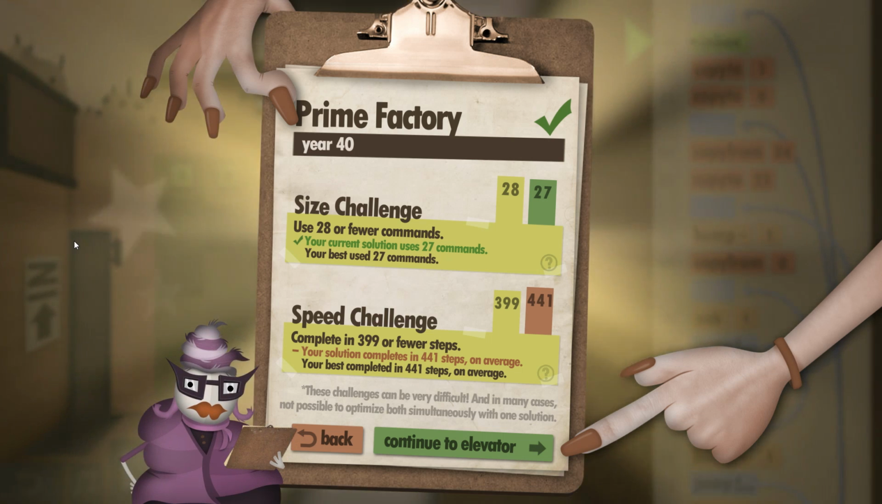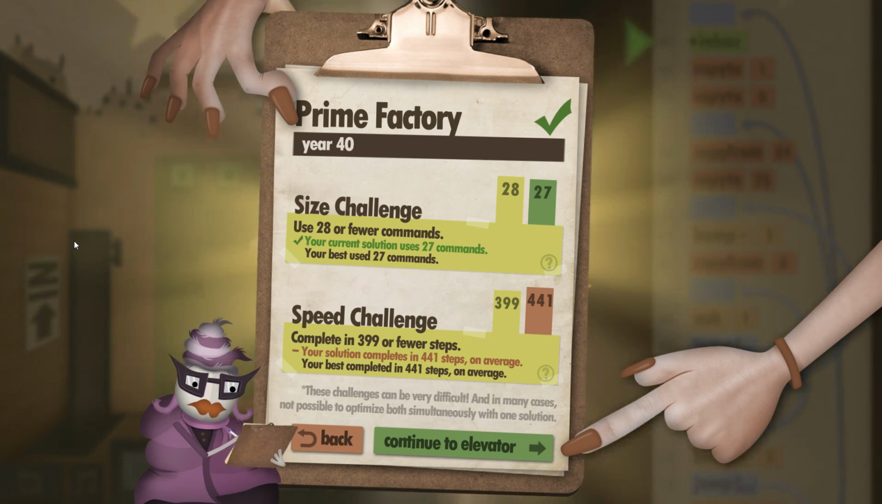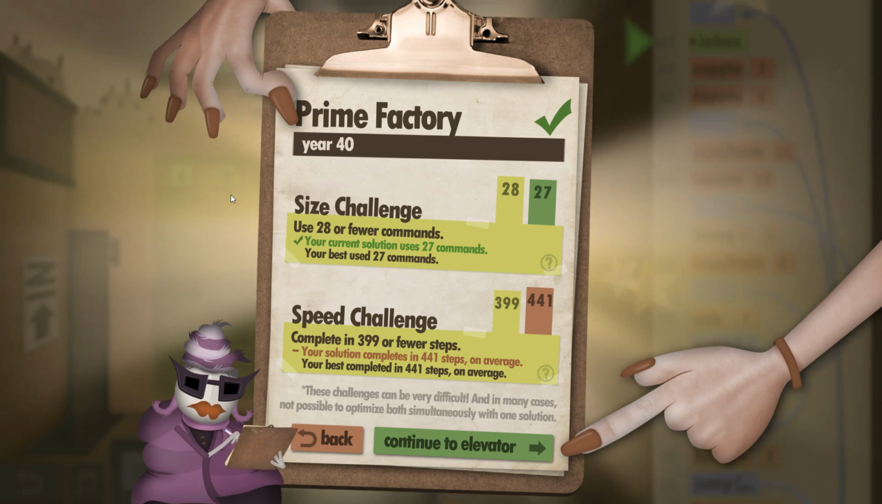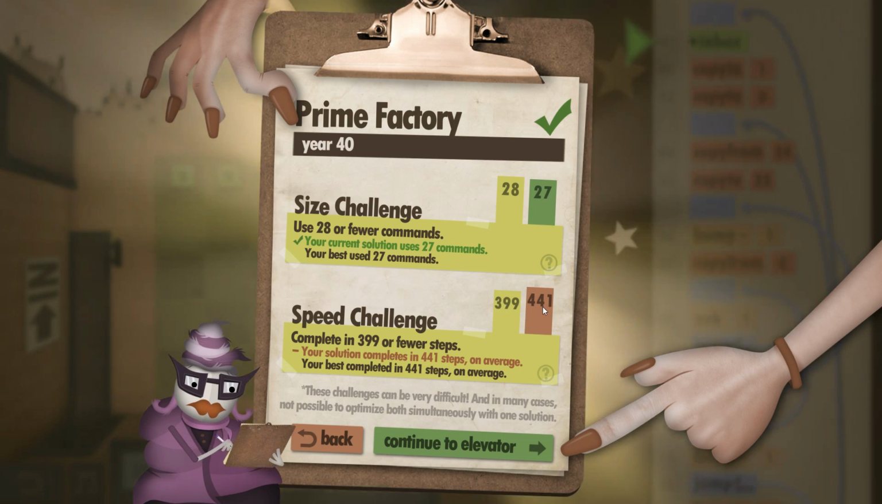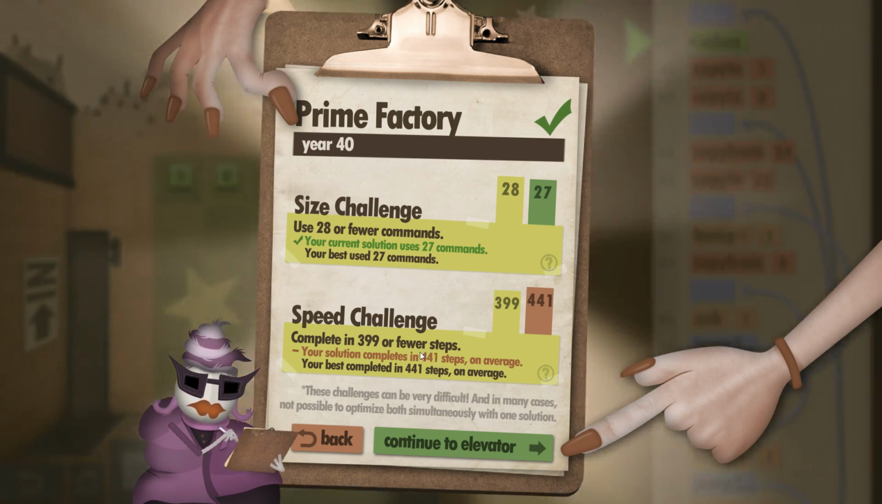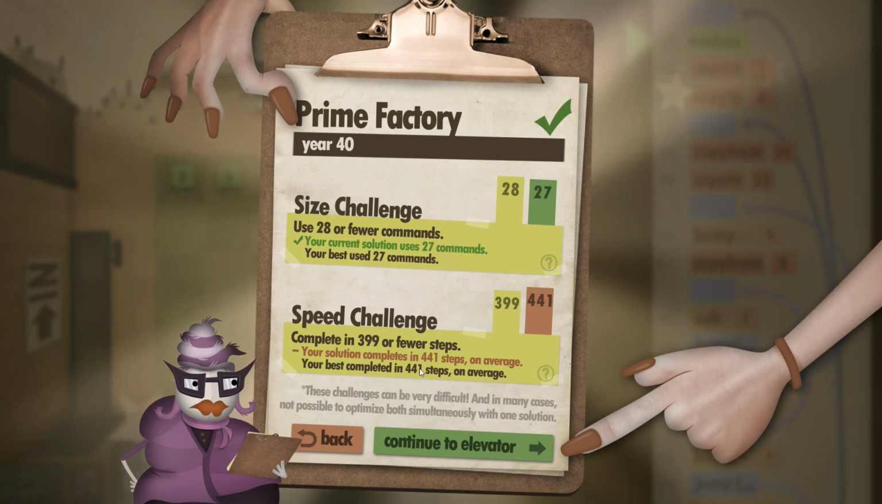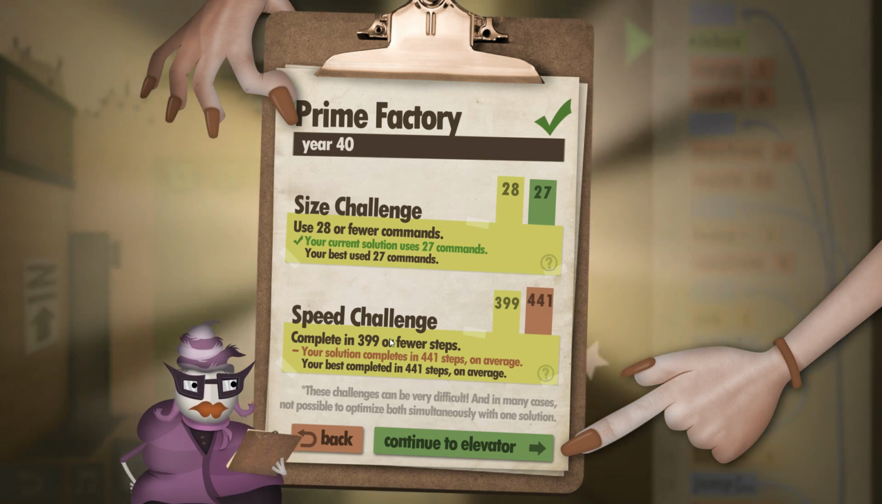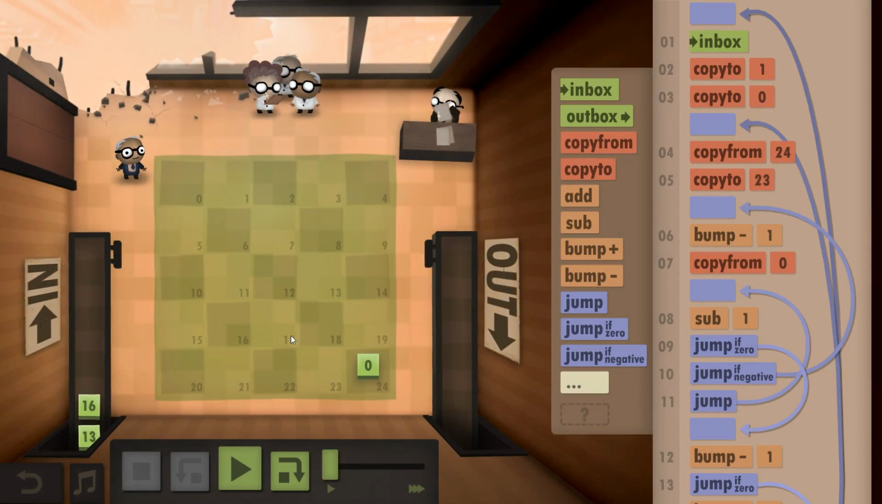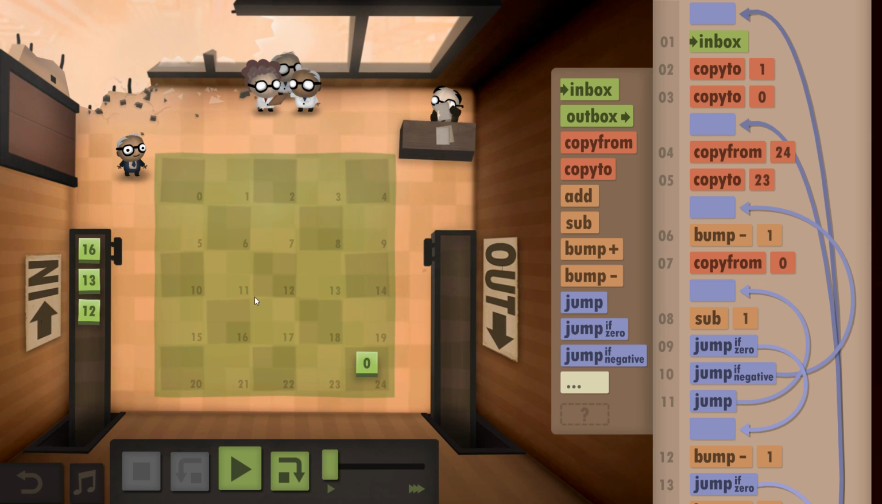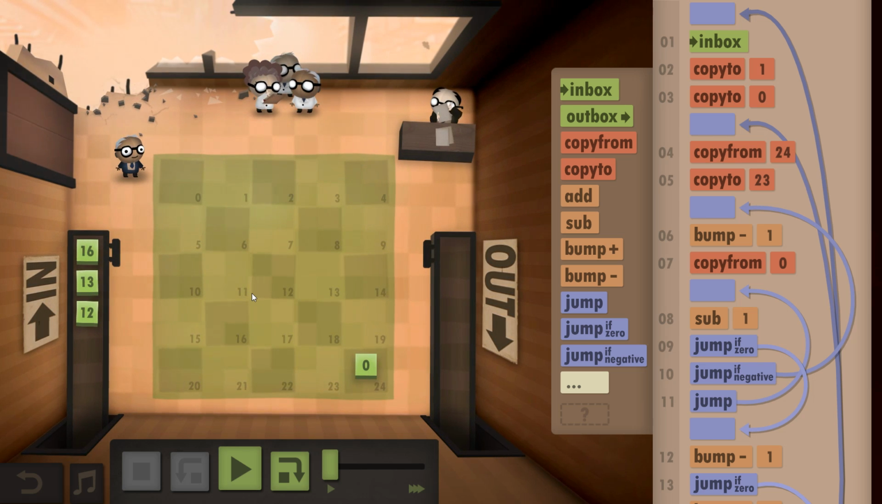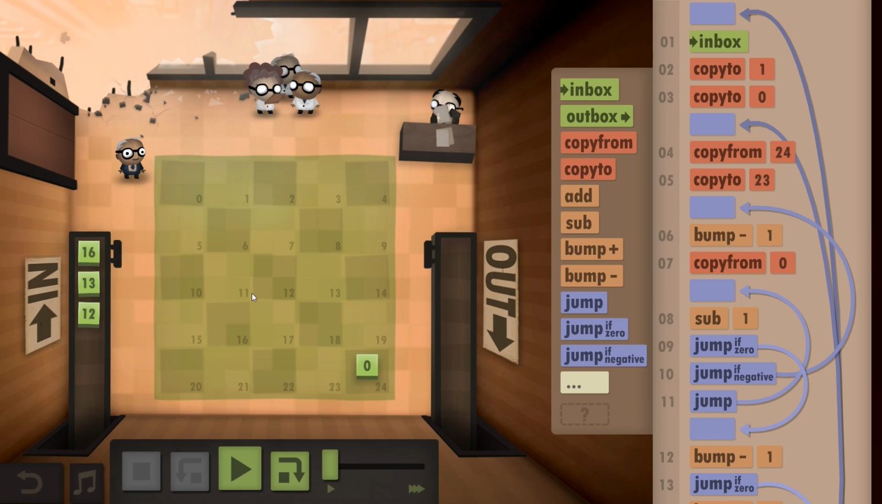So I'm back to my last solution here on Prime Factory, which has 27 commands, which is great, but 441 steps, which is not that great, but still my best, as you can see. So, yay, I guess. The problem with this solution is that it's terribly inefficient, but I don't have a good way to make it more efficient.